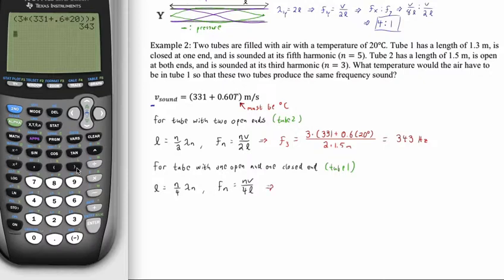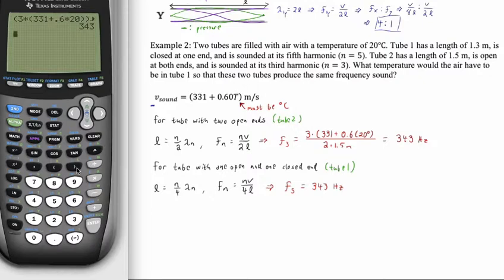So for tube 1, we want F5 to equal 343 hertz, because it's still going to be the fifth harmonic. We're not changing the harmonic of that tube or the length of tube 1 or anything. The only thing we're going to change is the temperature of the air inside of it. At 20 degrees Celsius, it doesn't equal 343 hertz.